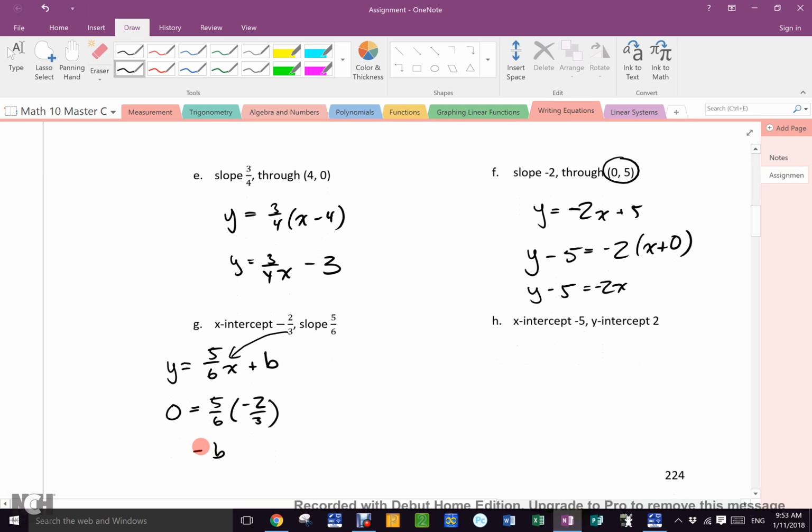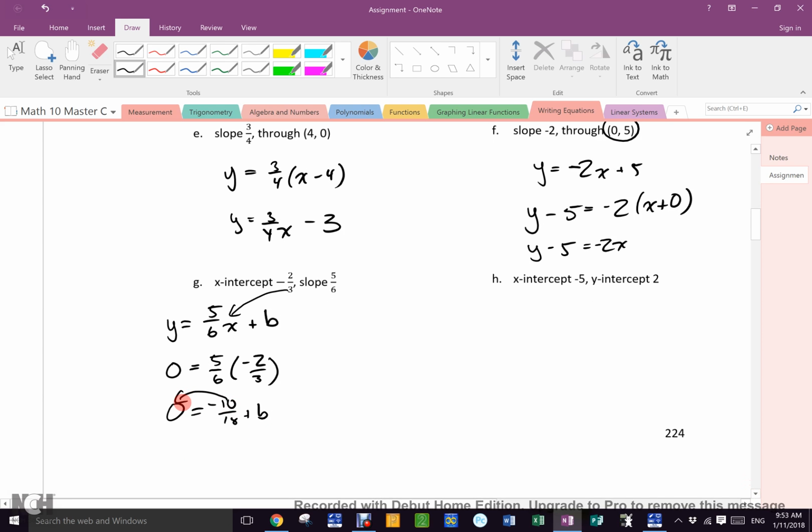So negative 10/18 plus b equals 0. So then I can bring that over. Positive 10/18 equals b. Would we leave it like that? That's 5/9, yes? So y equals 5/6 x plus 5/9. Now that's really ugly, right? But you can leave it that way because it's right.